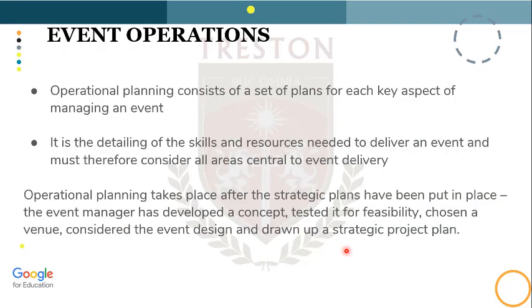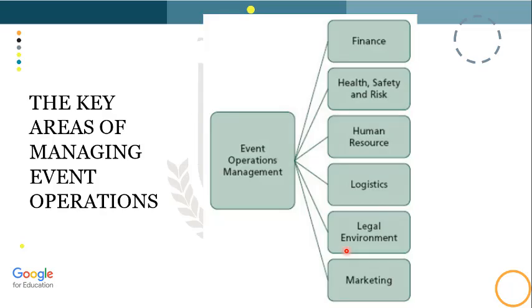Okay. So event operations. The operational planning consists of a set of plans for each key aspect of managing the event, as stated here. It is now operationally deploying or executing your event based on what you've planned. So these are the key areas for managing event operation.